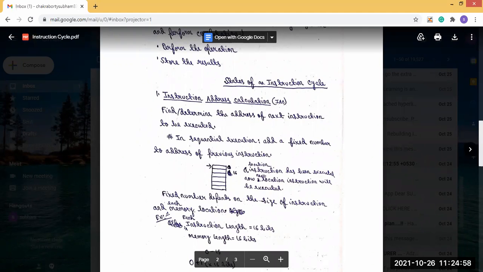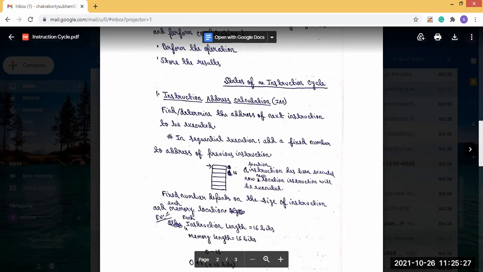That means first we have seen that instruction address calculation happens. So that is where we will determine the address. In this step, we will determine the address of the next instruction to be executed. So what is the next instruction? That address should be calculated first. Now, this will be in sequential order. Mainly in sequential order, we have performed that.